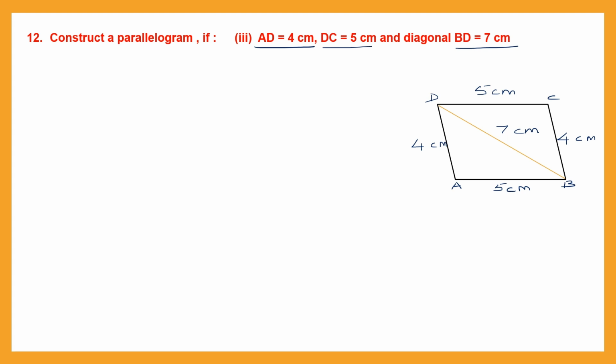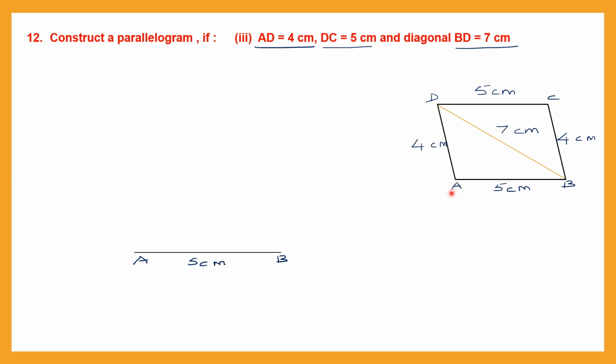Now looking at this, we can get our actual figure. So let's begin by drawing the base. AB is equal to 5 centimeters. So take 5 centimeters and draw with the help of your ruler and name it AB. So this is AB and this is 5 centimeters.